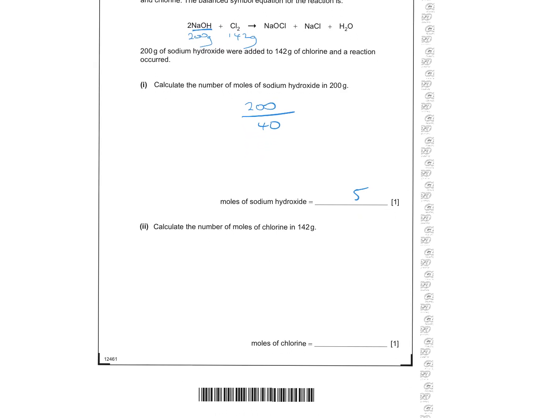Next one, calculate the number of moles of chlorine. So again, it's going to be 142, the mass, divided by the RFM. Now chlorine, as you can see here, is Cl2. So that's going to be 35.5 times 2, which is 71. And that works out to be 2 moles.